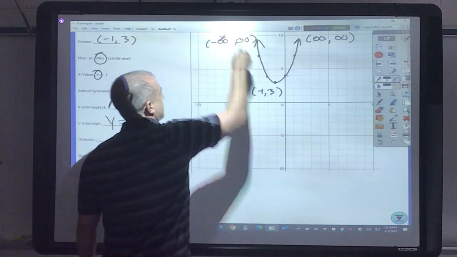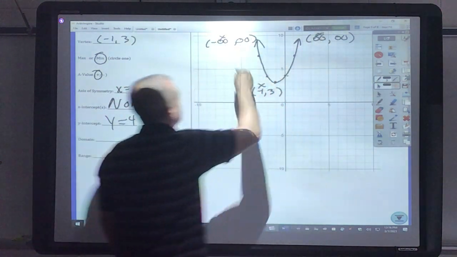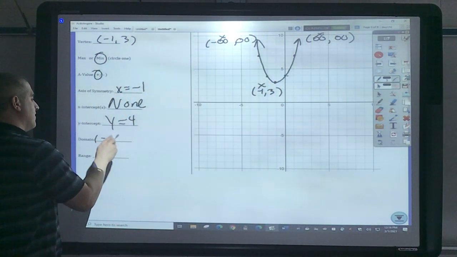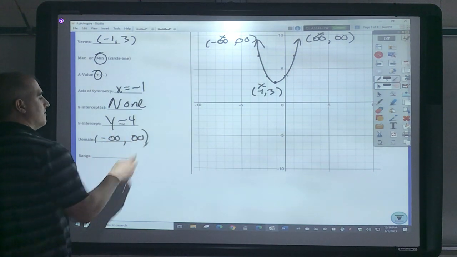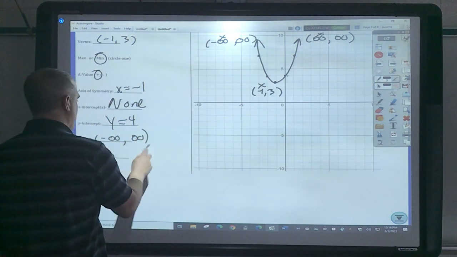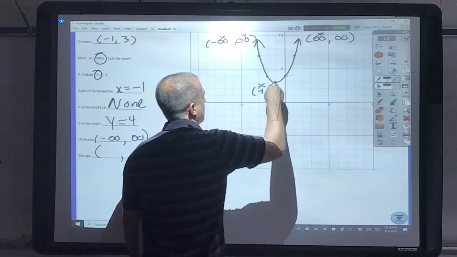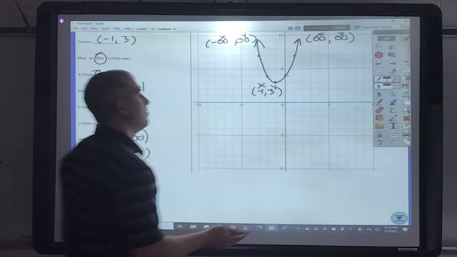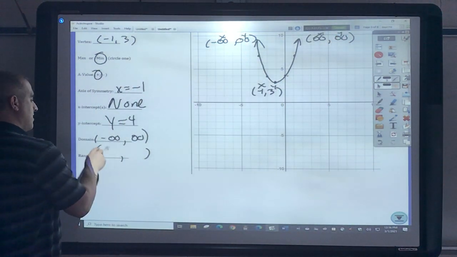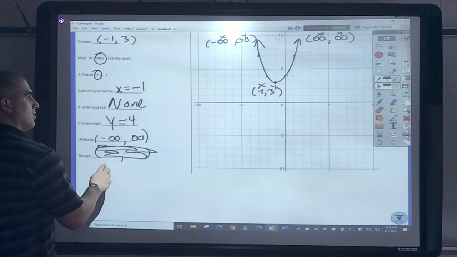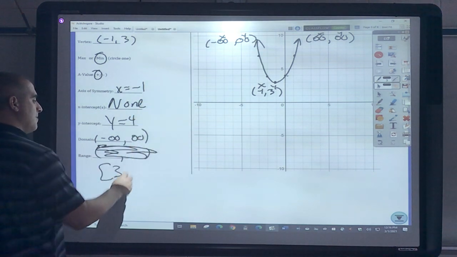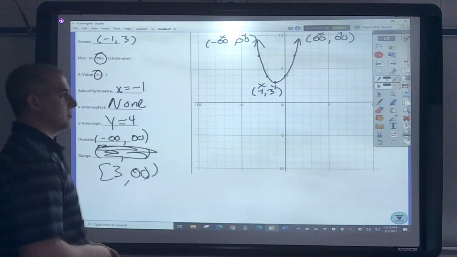Okay, x, x, and x. The smallest of all those is negative infinity. The biggest would be positive. Okay, for my range, y, y, and y. What's the smallest of those ones? That would be, sorry, I shouldn't have put that there. Should be 3, and my biggest one would be infinity.